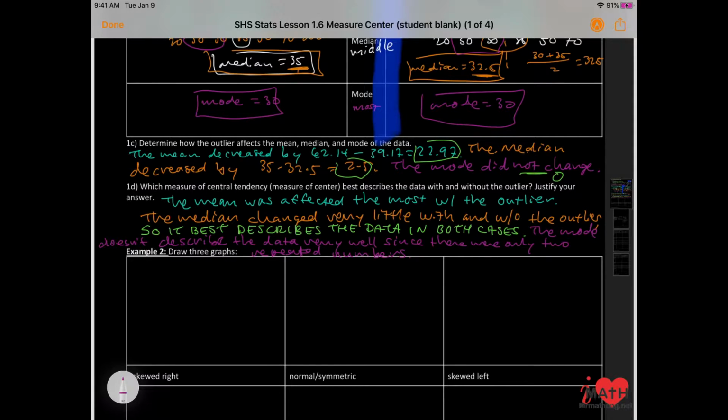And so now I just want you to take a quick break, and I want you to draw, for example, number 2, draw the 3 graphs. Draw me a skewed right, draw me a skewed left, and go ahead and draw me a normal or symmetric curve. Go ahead and pause and take 30 seconds to do that.